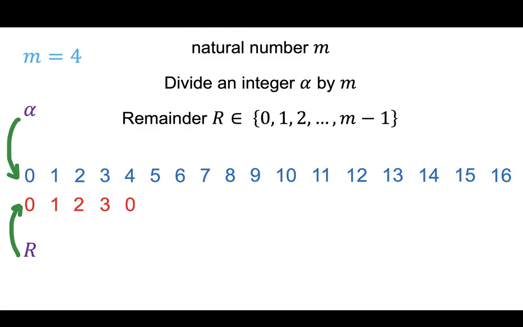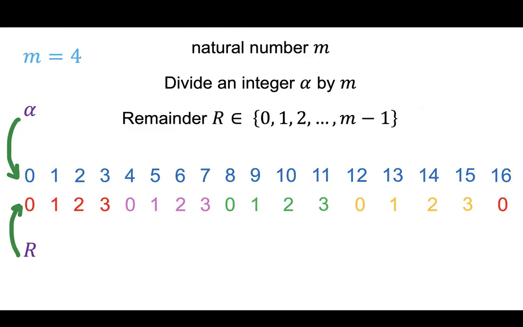4 divided by 4 gives remainder 0. 5 divided by 4 gives remainder 1. Similarly, 6 gives 2, 7 gives 3, then next one 0, then 1, then 2, then 3, then 0, then 1, then 2, then 3, then 0, and so on. If we color code the repeating pattern, we get this. Notice that the pattern repeats for every 4 integers, so the period here is 4.